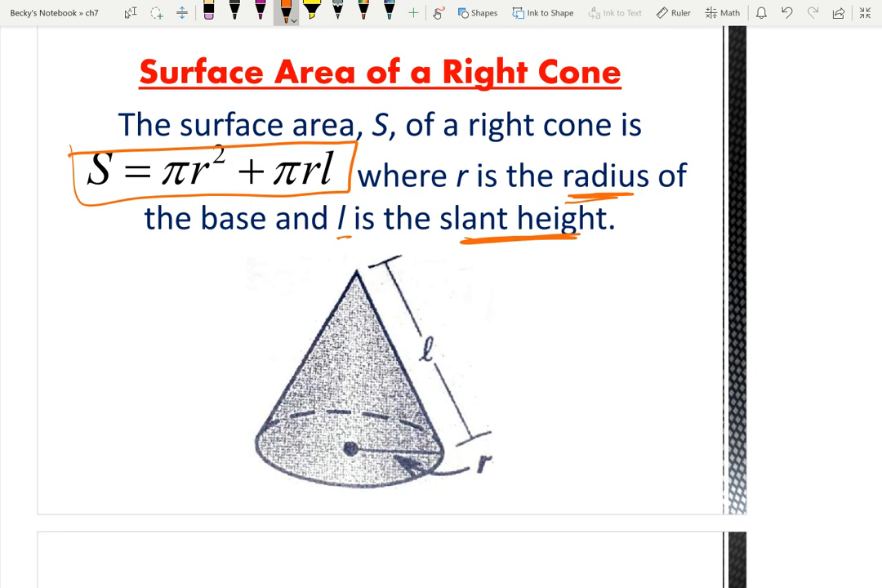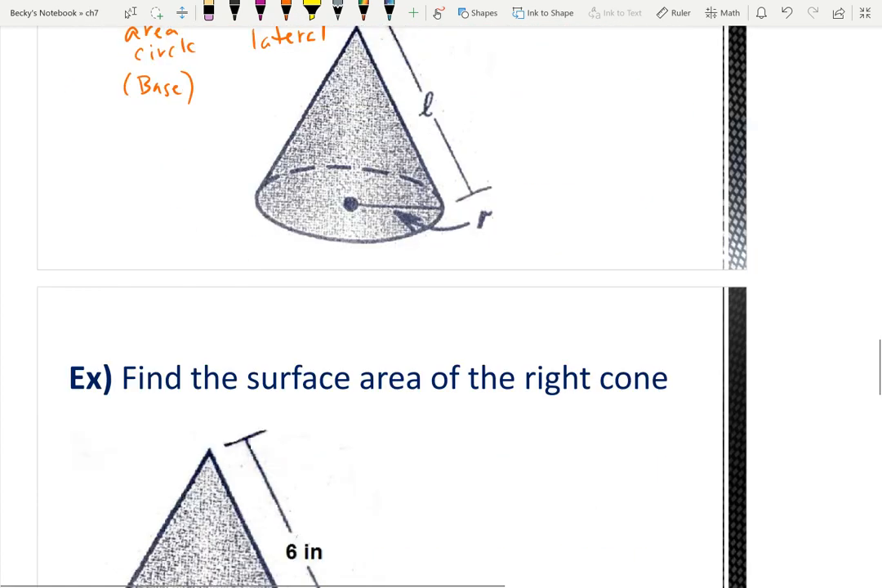Okay, so let's back up the train. What's pi r squared? Hopefully you know that. That is how you find the area of a circle. So the area of the circle is the base. So pi rl has to be this lateral part. So anytime you're finding surface area, and I actually like to use SA for surface area, it's always made up of the base and the laterals. Okay, so pi r squared plus pi rl. Let's practice it.